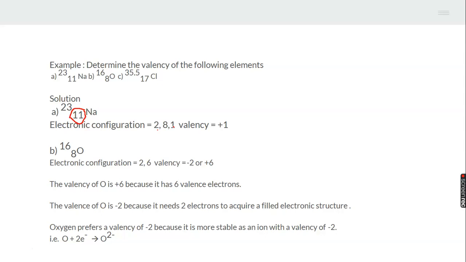So definitely the combining power of sodium is 1. That's why I wrote valency to be 1 here.